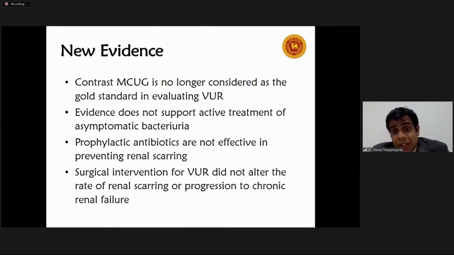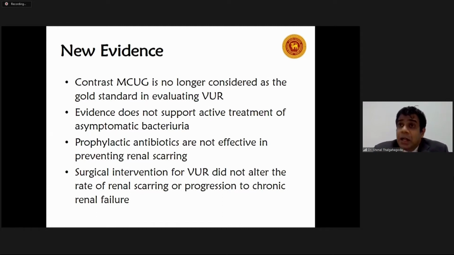Contrast MCUG is no longer considered the gold standard to diagnose VUR. A good radiologist with a good machine can easily diagnose vesicoureteric reflux on ultrasound scan. The evidence does not support the active management of asymptomatic bacteriuria, so you should not treat asymptomatic bacteriuria.